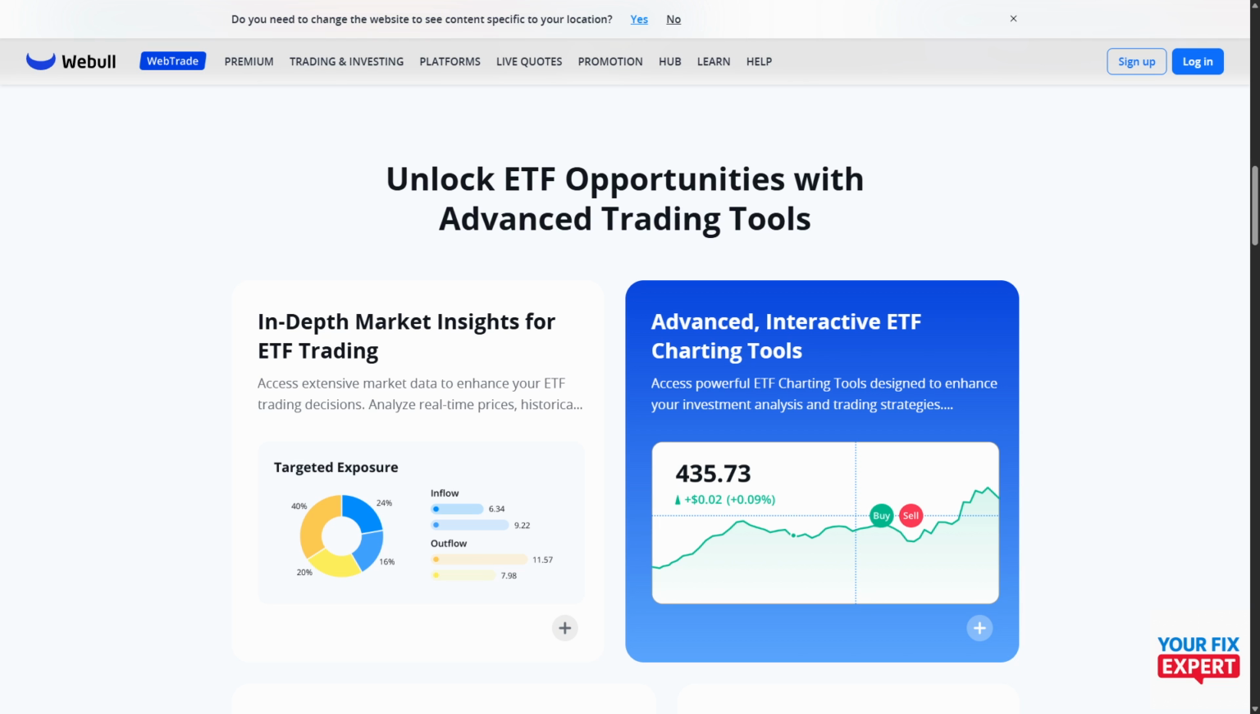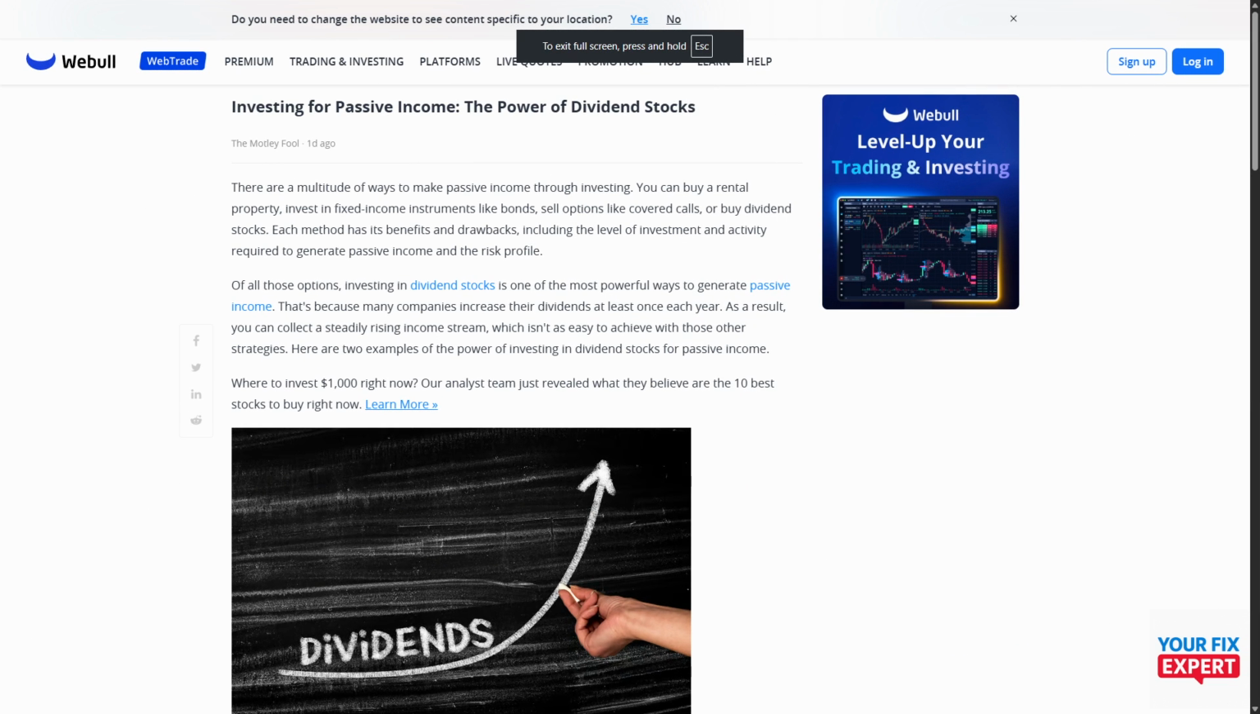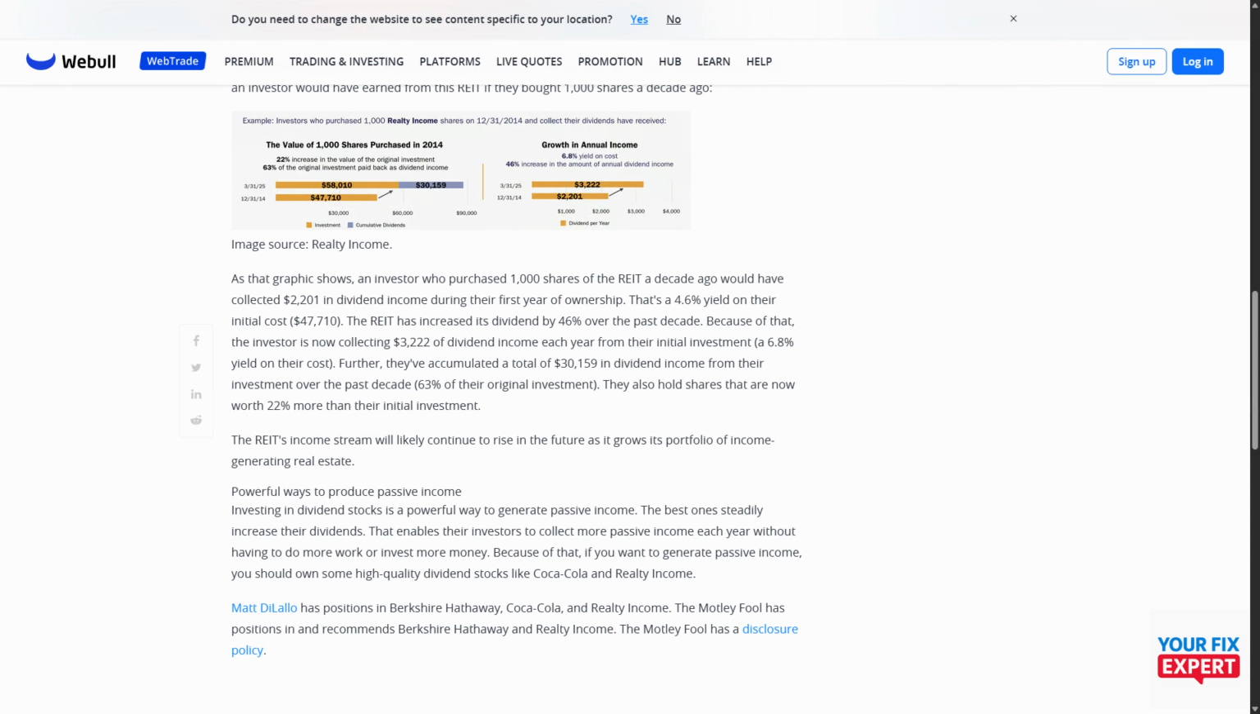Next up, we have dividend investing. So some stocks and ETFs pay dividends, providing a steady income. Reinvesting these dividends can compound your returns over time. Webull allows you to track and manage dividend paying investments effectively.